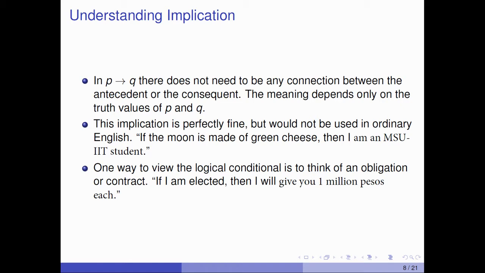For example, a boyfriend promises his girlfriend to marry her if he gets a job. Let us construct the statement here: if I get the job, then I will marry you. In all four cases, the girl cannot be mad at the guy, except for the case where he got the job and then he did not marry her. Okay, so this is one way of understanding implication.